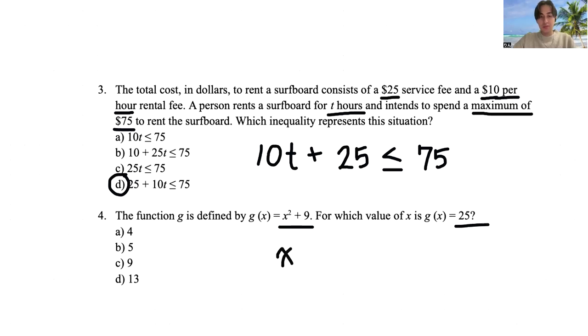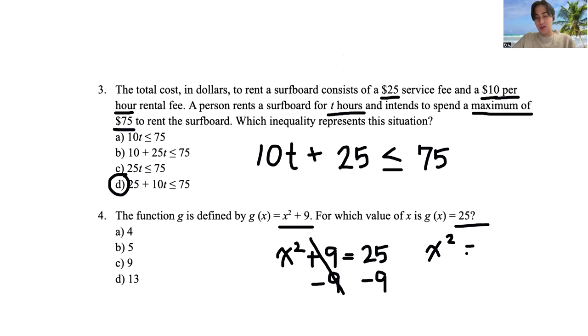x squared plus 9 equals 25. What we can do is isolate the x squared. That should be our first step. We can do that by subtracting 9 on both sides. That will make the positive 9 and the negative 9 cancel each other out. So you are left with x squared equals 25 minus 9, which we all know is 16.